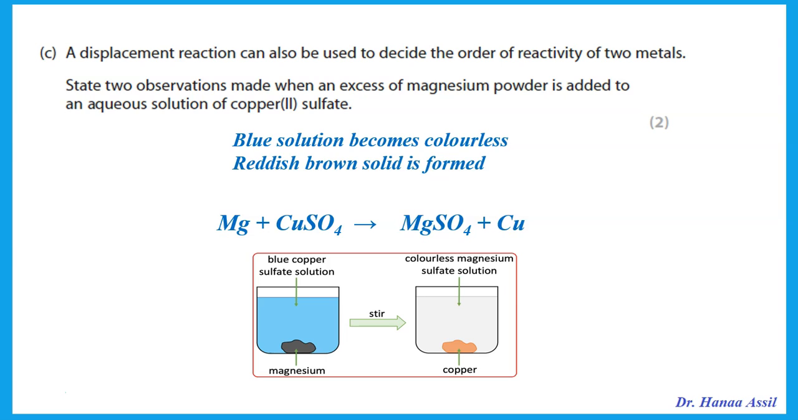So first of all, when it reacts, the blue color of the copper sulfate solution disappears or becomes colorless. And the formation of copper metal at the bottom of the beaker is seen as a reddish brown solid that is formed.